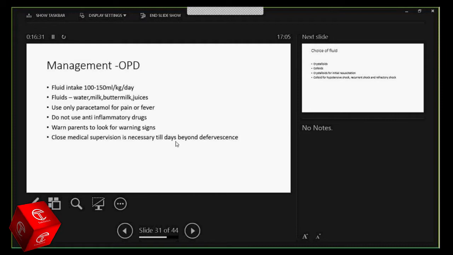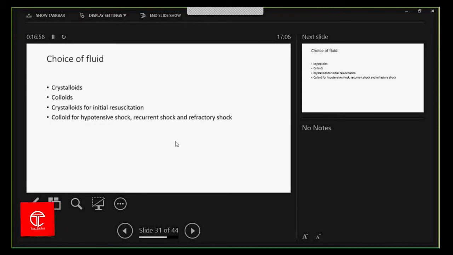It can worsen. And mainly educate the parents about what the warning signs are that they need to look for, and when they need to bring the child straight in if they notice any warning signs. So when you are managing patients in OPD, you need to manage them until they have gone beyond the defervescence, so the fever settles down and there are no complications. Till that time, patients need close medical supervision.